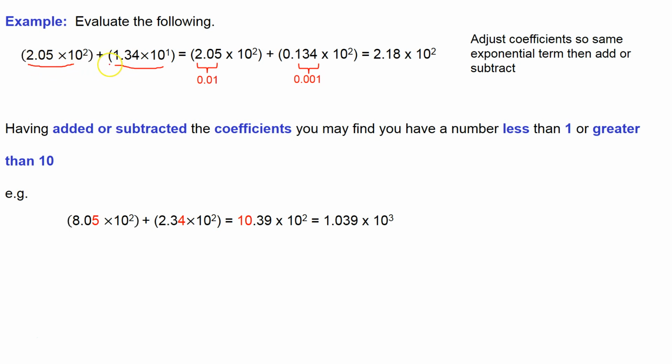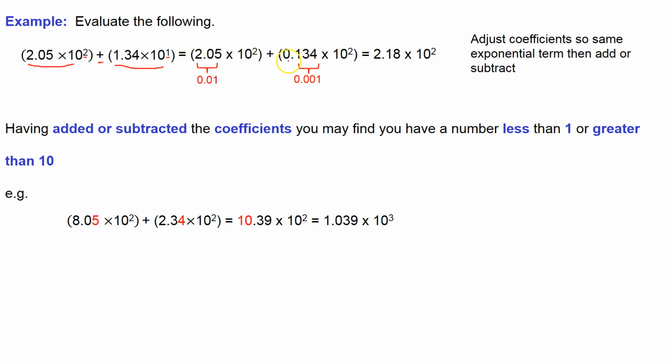So here we've got 2 numbers that we're adding. They're written in scientific notation, and what we want to know is, how do we need to round this off? So 2.05 by 10 to the 2 plus 1.34 by 10 to the 1. And what you see is these have different exponential terms. So I'm going to adjust my number here so that it has the same exponent as my other number. And so here we go.